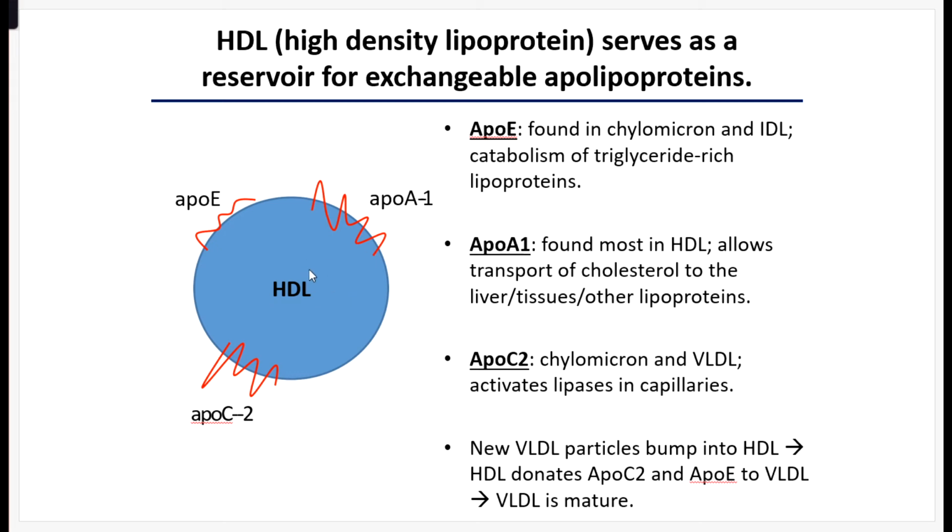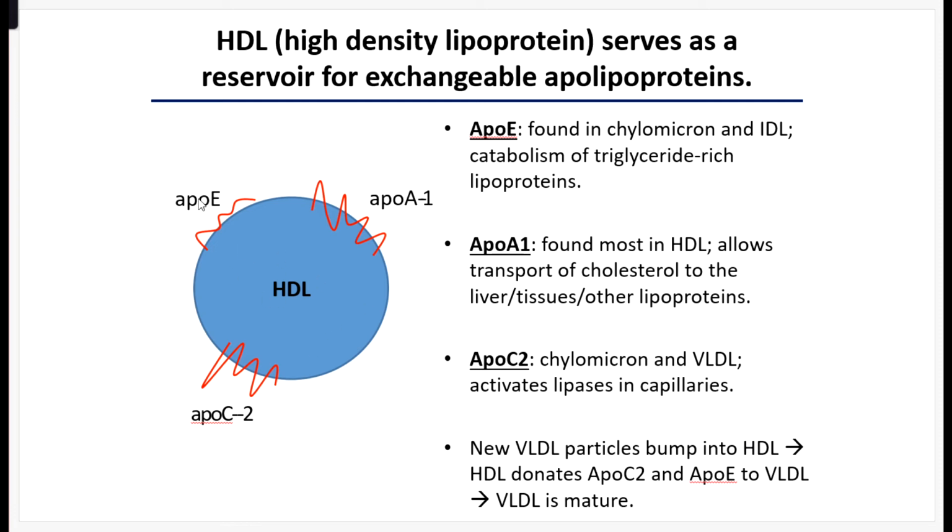ApoA1 is found in most HDL proteins. It allows the transport of cholesterol back to the liver, to get cholesterol out of the bloodstream, to tissues that need to use it, or to other apolipoproteins that need to be built. ApoC2 is found typically on chylomicrons and VLDLs, and it's responsible for activating the capillary lipases, the lipoprotein lipases, that help to cleave fatty acids off and allow for tissues to oxidize them for energy.